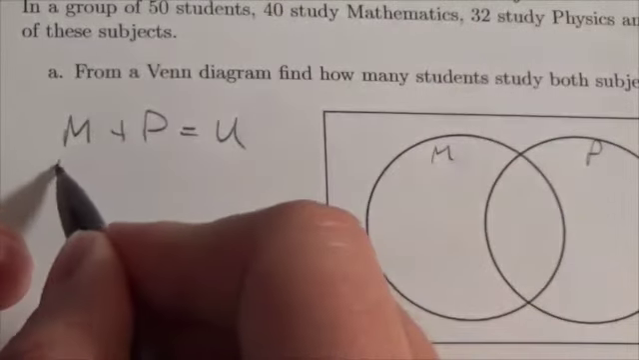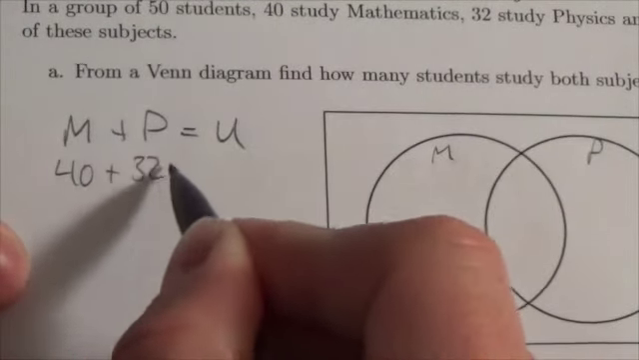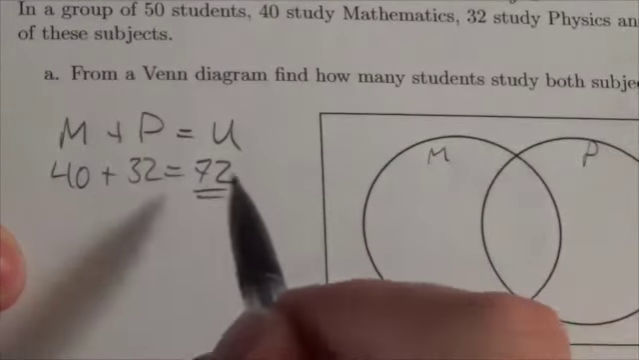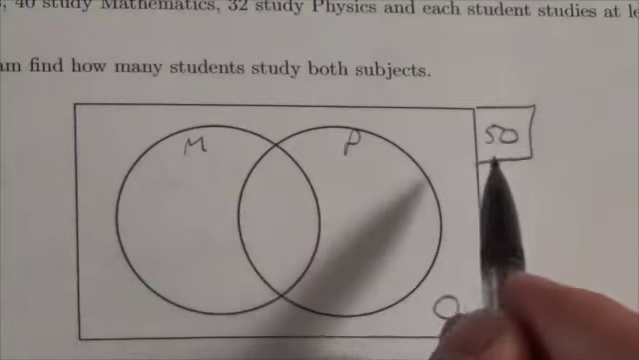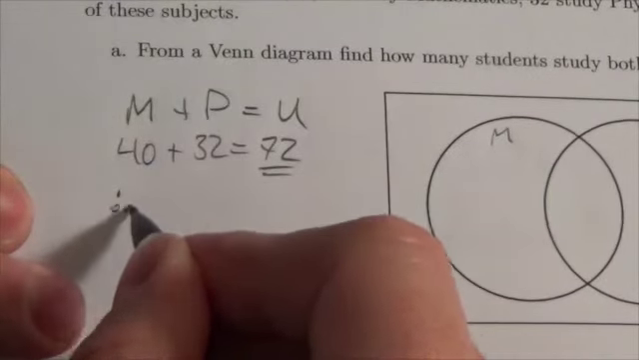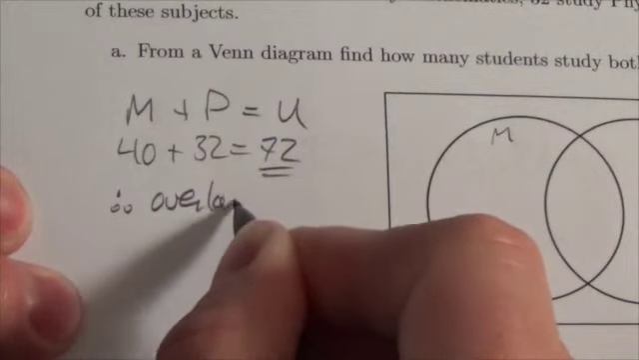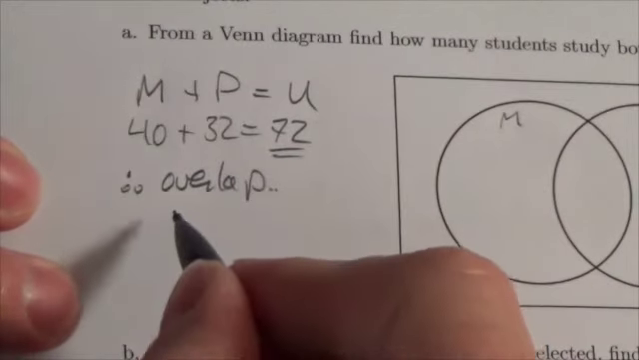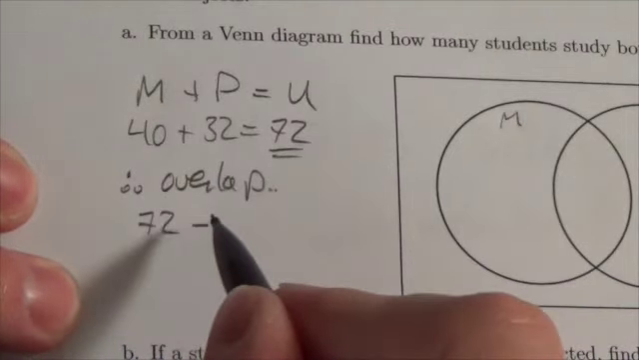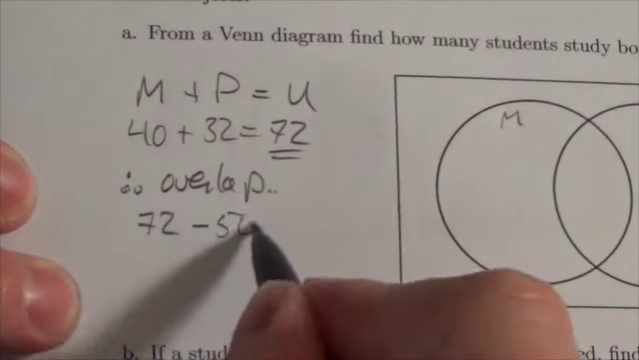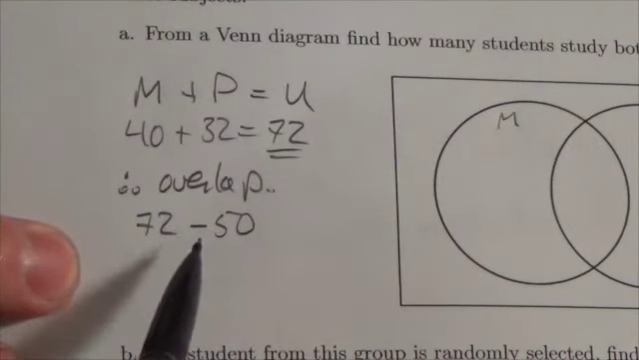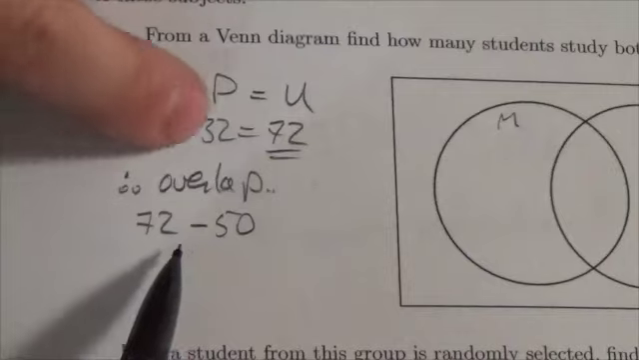Now when we look at that, 40 plus 32 gets us 72. That is way bigger than our actual universe here. So what that means is there's got to be overlap. Therefore, there is overlap. And to get that, we're going to take our 72 students that we found, and we're going to subtract from that our 50, the size of the actual universe.